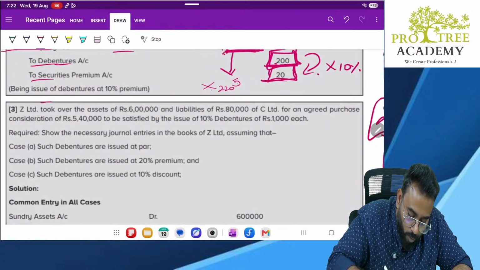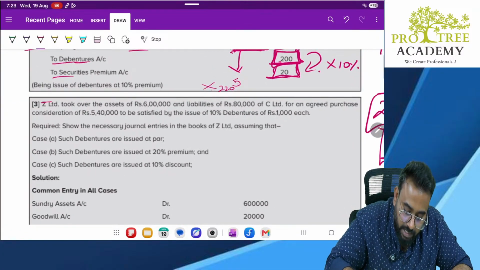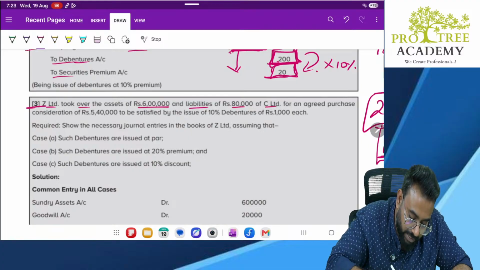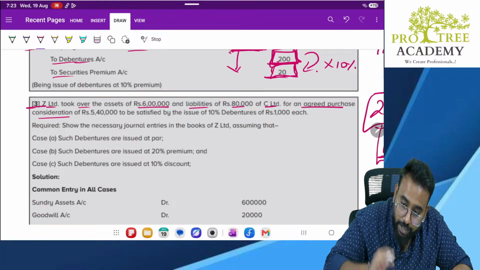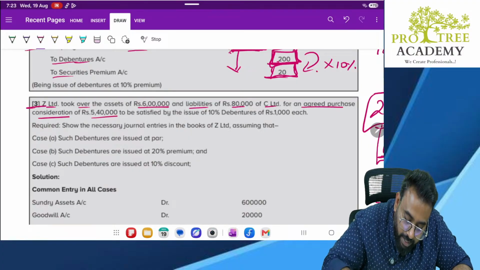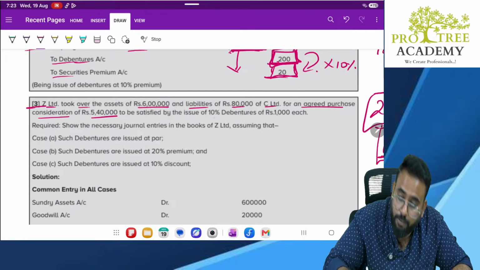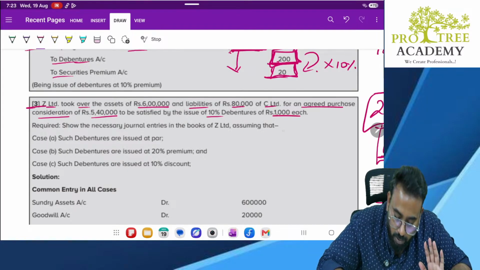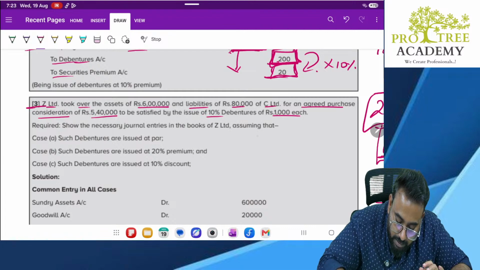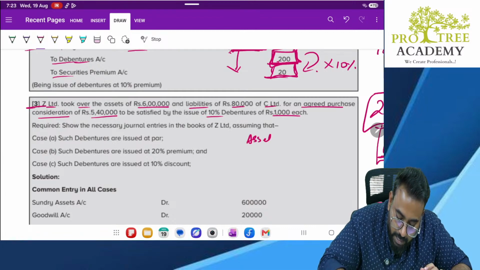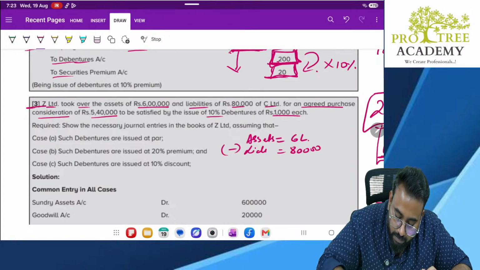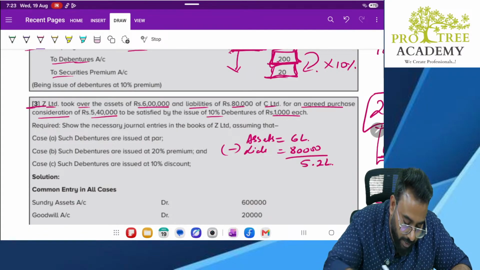Z Limited took over the assets of 6 lakhs and liabilities of 80,000 of C Limited for an agreed purchase consideration of 5.4 lakh to be satisfied by issue of 10% debentures of 1,000 rupees each. Okay. First, let's calculate net assets always. So, what is the assets? 6 lakh. Liability? What is remaining? 5 lakh 20,000. Correct?